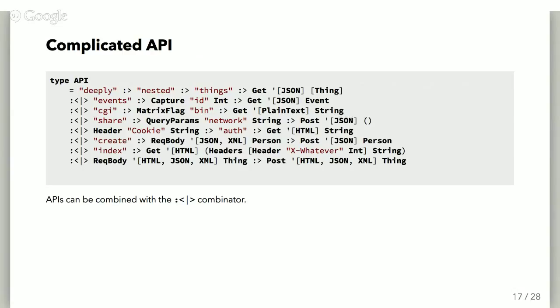So each line is a different endpoint. This funky looking combinator that's like colon, angle bracket, pipe, angle bracket means or, basically. So this is saying, for my API, you can get this endpoint, or you can get this endpoint, or you can get this. One way that you would make this read a lot better is that you would give all of these types more readable names. So the first one might be get deeply nested things. So then on this line, you would literally say type API equals get deeply nested things, or get whatever the next thing is, or get whatever the next thing is.